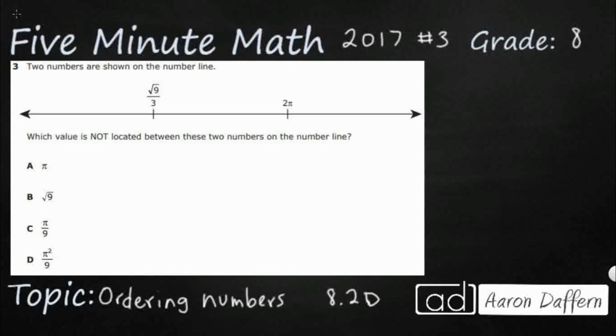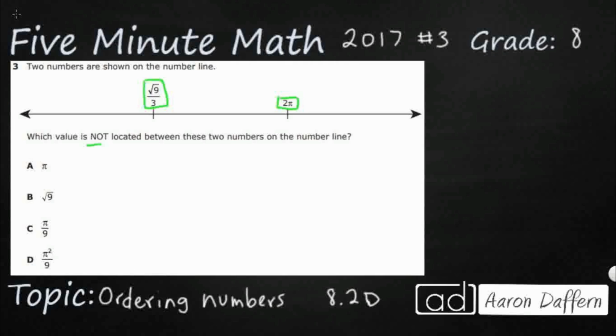All right, so we've got a number line that's strangely numbered here. We've got the square root of 9 over 3, and then we've got 2 pi. And we need to find a value that is not located between these two numbers. Okay, well, let's see if we can rewrite these two numbers into things that are easy for us to visualize, and then we can figure out A, B, C, or D.